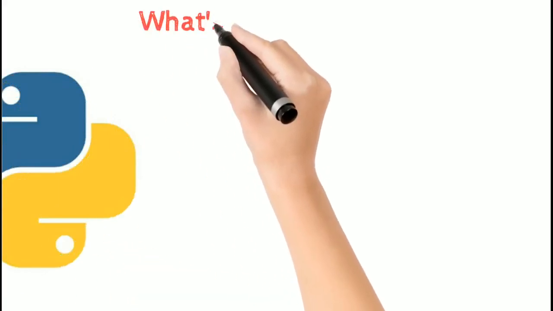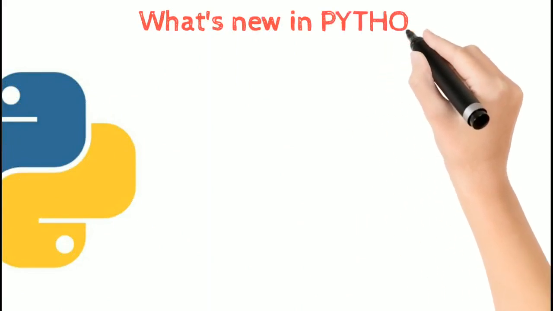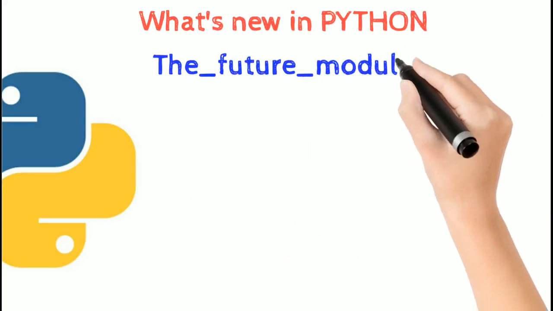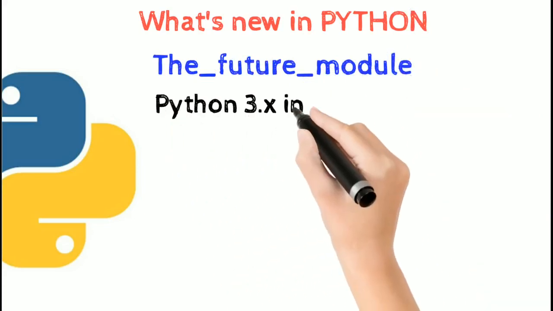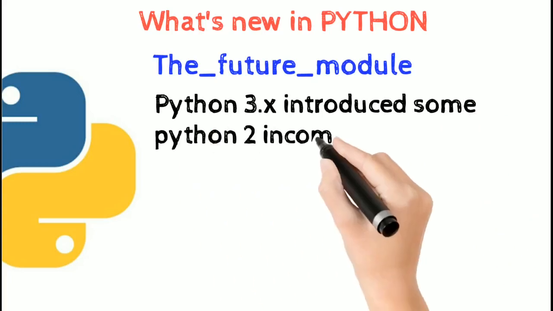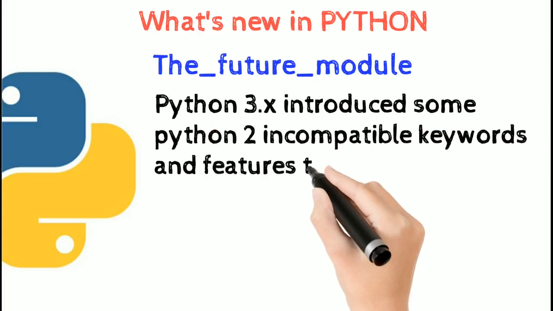Concept is what's new in future. What are new features in Python 3? First one is the future import. By using this future import module, Python 3 integrated the new features from Python 2 to Python 3. That's about the future module.